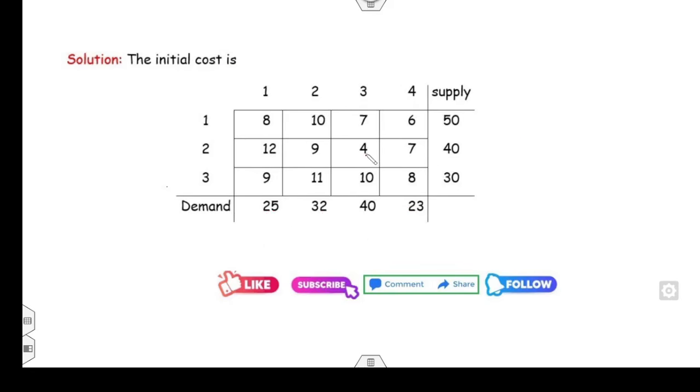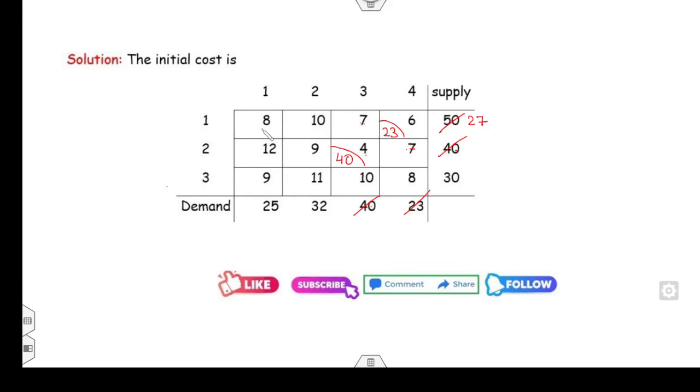Minimum value is 4. We can put the allocation 40, 40 is 40. Fine, there is no more. Next number is 6. Fine, 50 and 23. Minimum allocation is 23. The next number is 27. Next smallest number is 7 and 7. Corresponding to this 7, there is no supply. Corresponding to this 7, there is no demand.